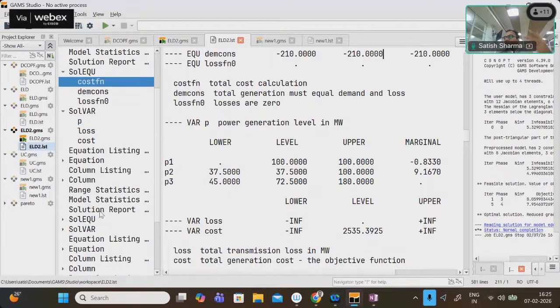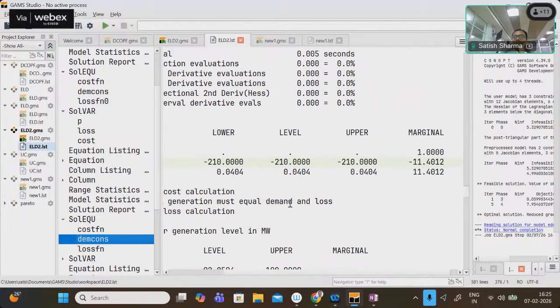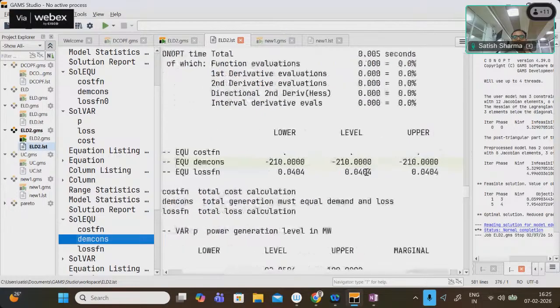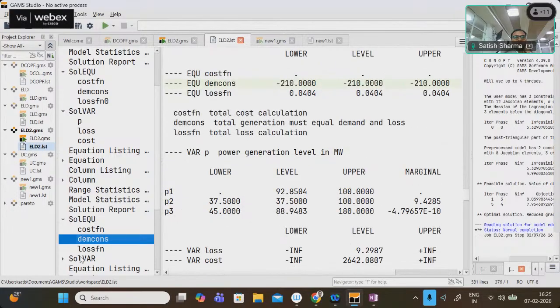Now the second model has different functions, and you can see the marginal value has been increased because of the losses. So losses affect the marginal value. You can also see different variables, so the P values are affected.